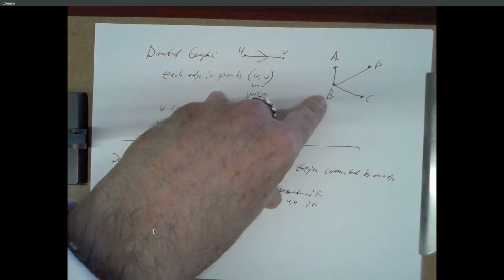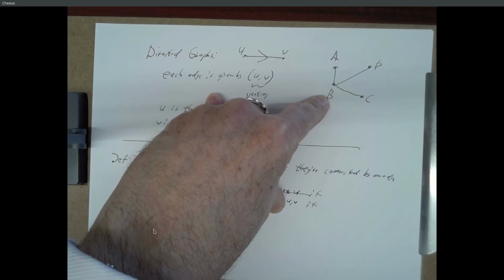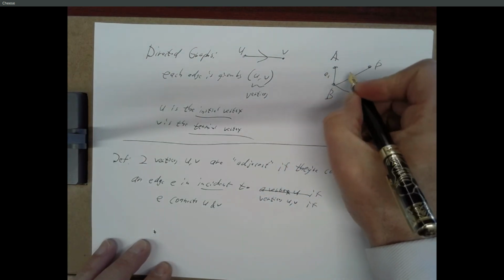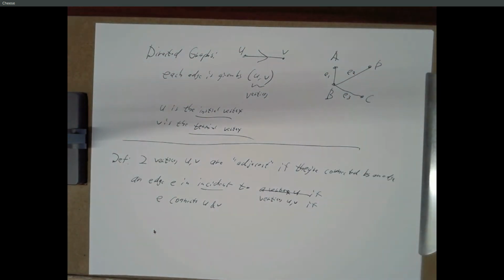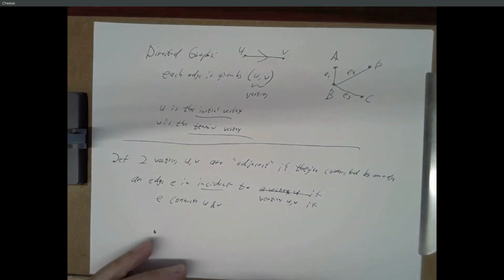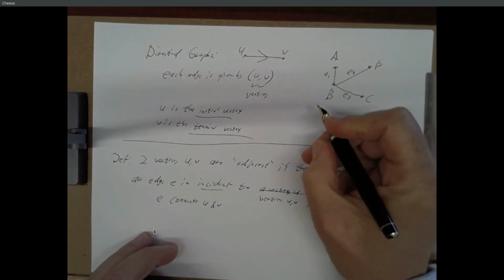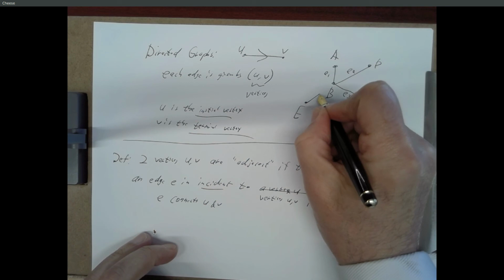Okay, so A and B are adjacent, B and C are adjacent, B and D are adjacent. And let's call these edges E1, E2, E3. So E1 is incident to A, E1 is incident to B. E3 is incident to B and C, E2 is incident to B and D. So B will be the root. No, there's no root in the graph, because we could also have a vertex E that looks like that.